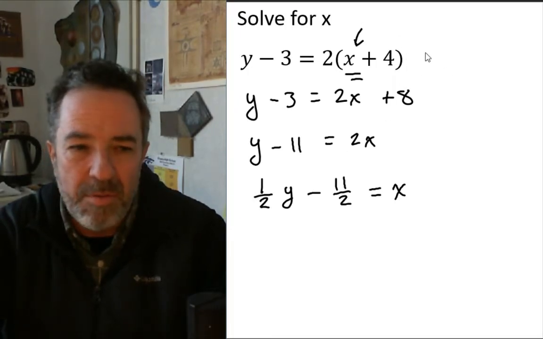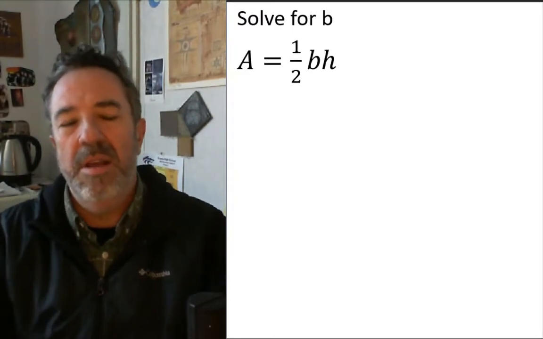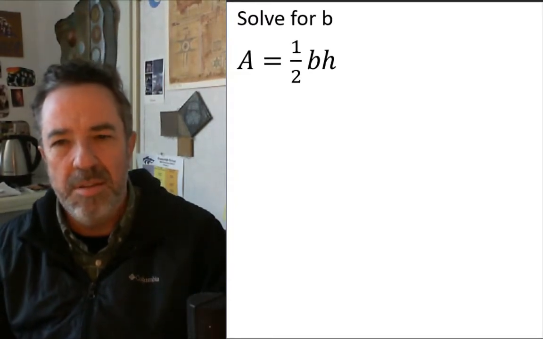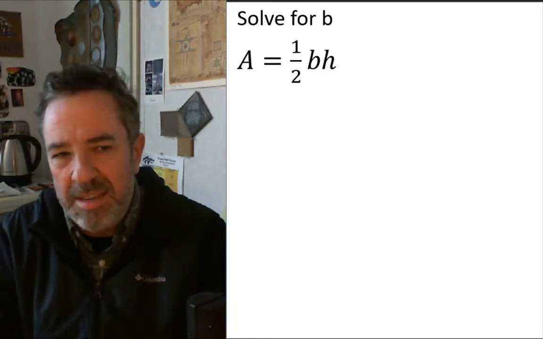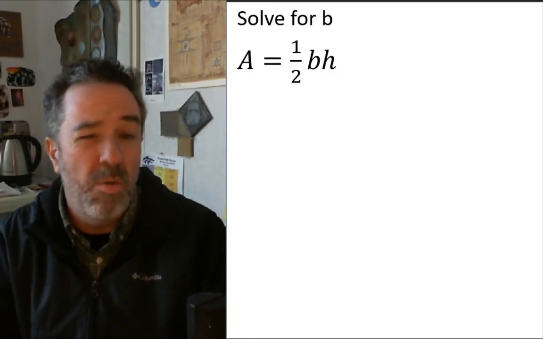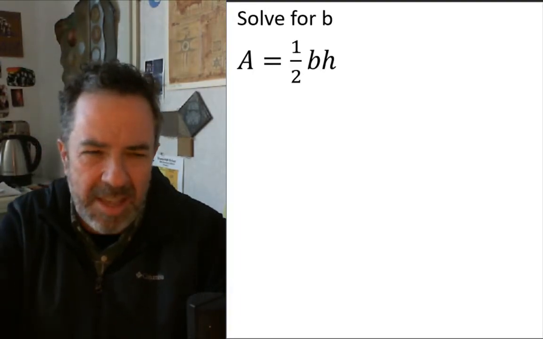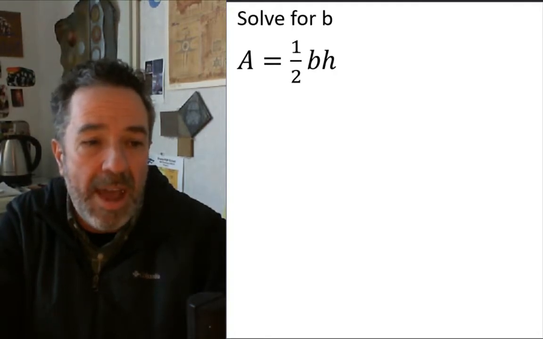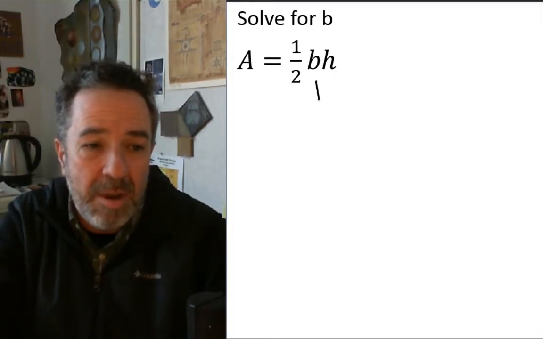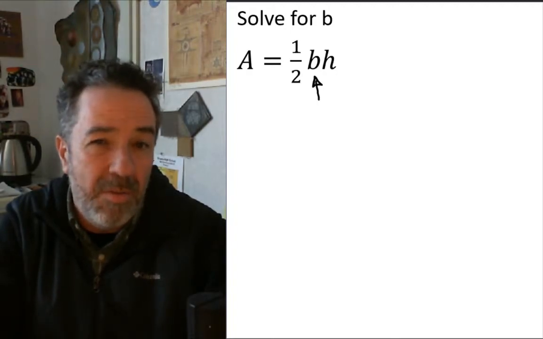So that's an example of rewriting the equation. Let's move on. This is a formula, right? This is a formula for the area of a triangle. The area of a triangle is 1/2 times the base times the height. And here, we could be in a situation where we know the area and we know the height, and the question would be, what's the base? So we may need to take an equation like this and solve it for b.